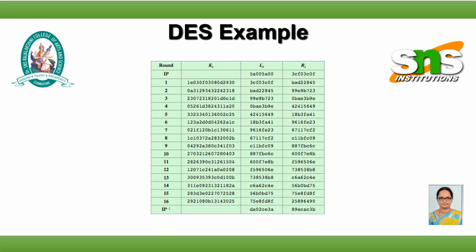We have different rounds and the key values, with left side and right side values. So we have the initial permutation, and along with that we have 16 rounds. At last we perform the inverse permutation again. Here we have used keys for all 16 rounds. By the use of those keys, we get different permuted and substituted values for the left and right sides. That will be displayed here.